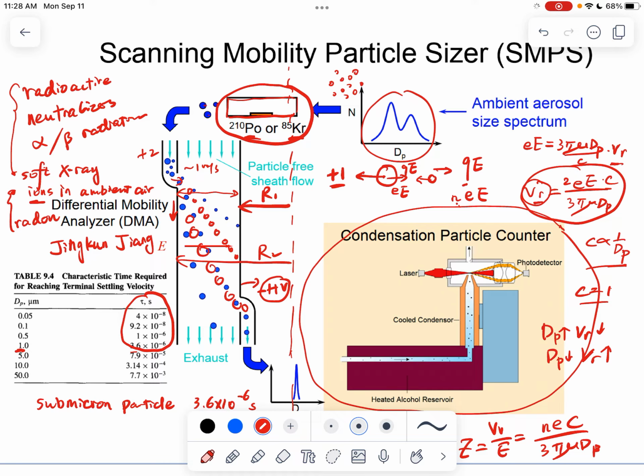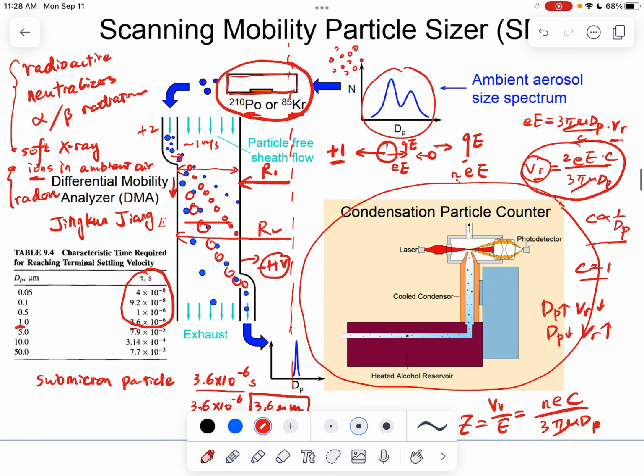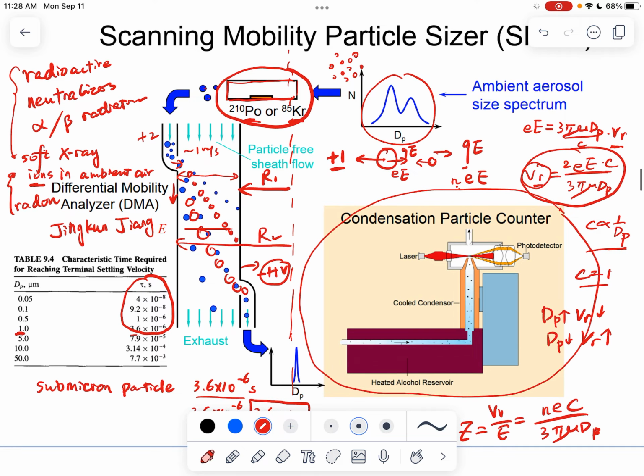And then the particles with uniform mobility, or let's say if they have the same number of charge, then they will have the same size, then they will be sent into the CPC to be counted with concentration, right? And further, for the scanning mobility particle sizer, it will scan the voltage added onto the DMA. So if you scan the voltage, make it larger and larger, then you are going to select from the smaller size to the larger size.